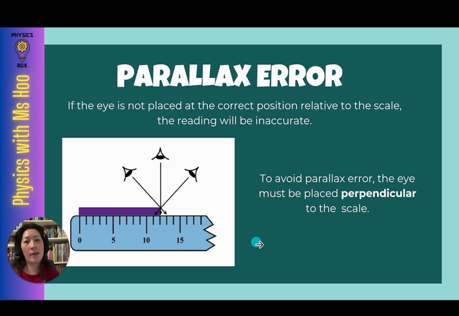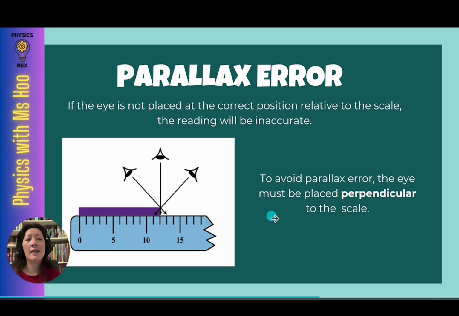So just a note, when it comes to your examinations, if you are asked to explain how to overcome a particular error or how to make a reading more accurate, you can say that you want to avoid parallax error, but you cannot just say to avoid parallax error, you must describe how. So you can use this as your answer in your exams. To avoid parallax error, the eye must be placed perpendicular to the scale.